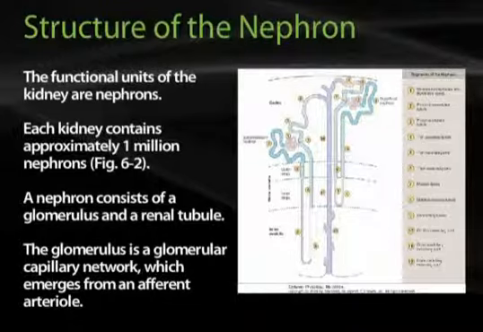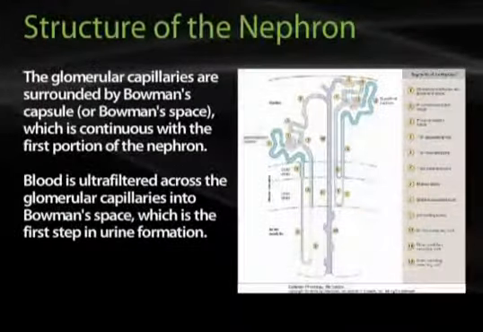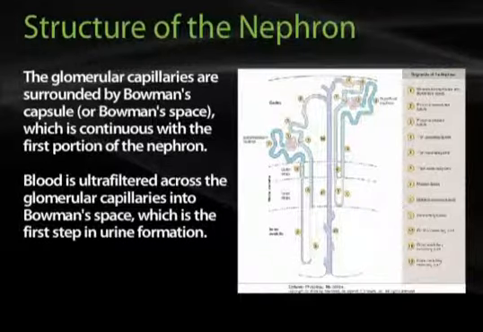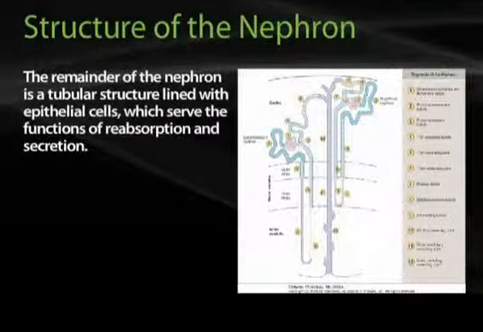The glomerulus is a glomerular capillary network, which emerges from the afferent arteriole. The glomerular capillaries are surrounded by Bowman's capsule, also known as Bowman's space. This is continuous with the first portion of the nephron. Blood is ultrafiltered across the glomerular capillaries into Bowman's space. This is the first step in urine formation. The remainder of the nephron is a tubular structure lined with epithelial cells, which serve the functions of reabsorption and secretion.